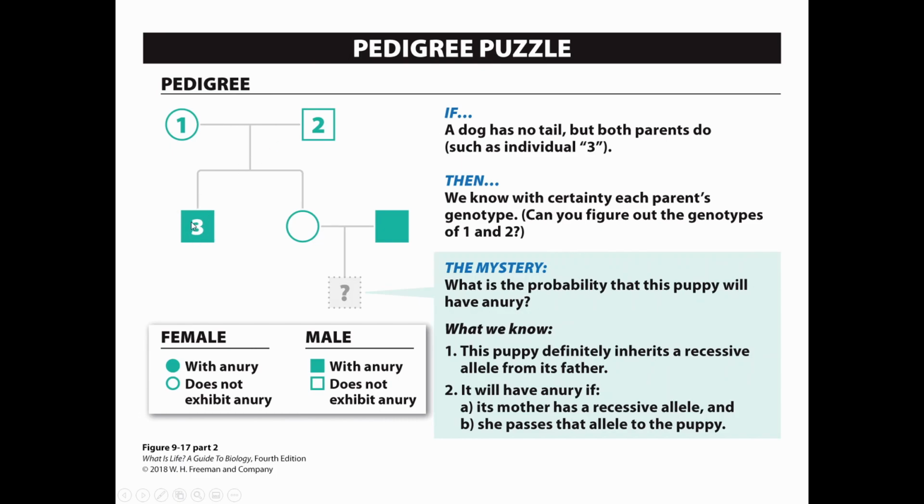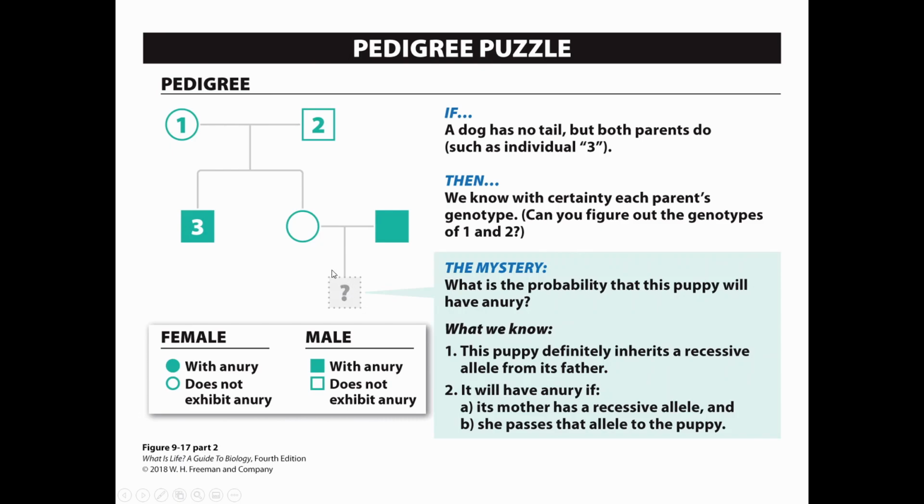So individual 3 has no tail, a recessive trait, meaning they have to have two recessive alleles. They had to get one recessive allele from each parent. But both parents have tails, meaning they have to have a dominant allele as well. This means both parents have to be heterozygous. They have to be heterozygous because they need the dominant allele to give them a tail and the recessive allele to give to the offspring so that they end up with no tail.